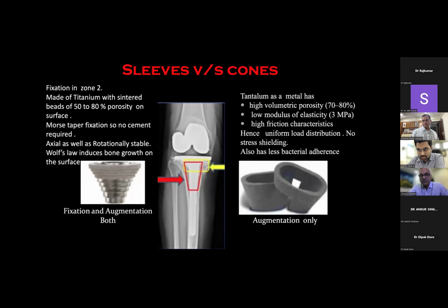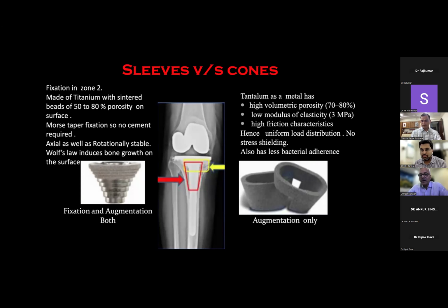fixation is zone 2. The important part is that the sleeve is made of titanium. It has a morse taper, so no cement is required in most of the sleeves, unless it's a very small size. It gives rotational stability and a lot of bone fixation and augmentation. So it's basically a fixation method with augmentation, while the titanium cone is basically high volume porosity, low modulus of elasticity, high friction characteristic, but it has only an augmentation purpose.